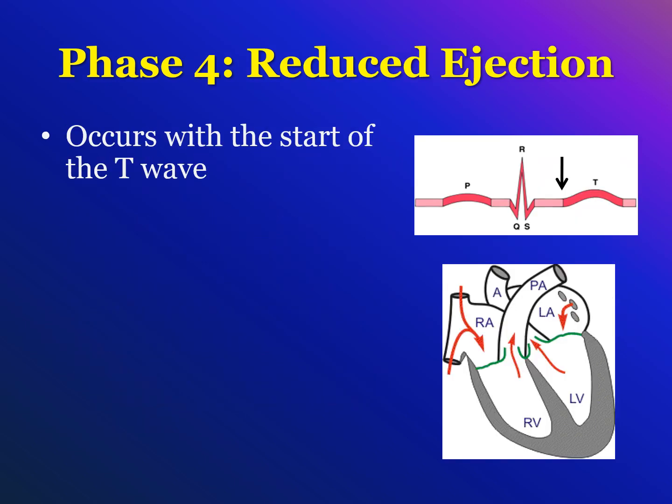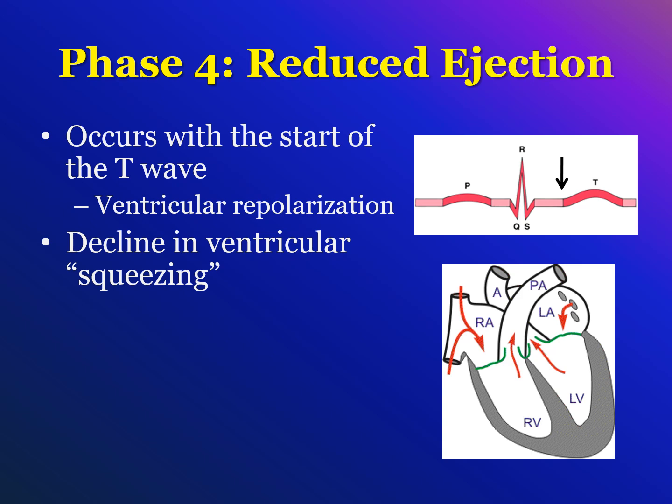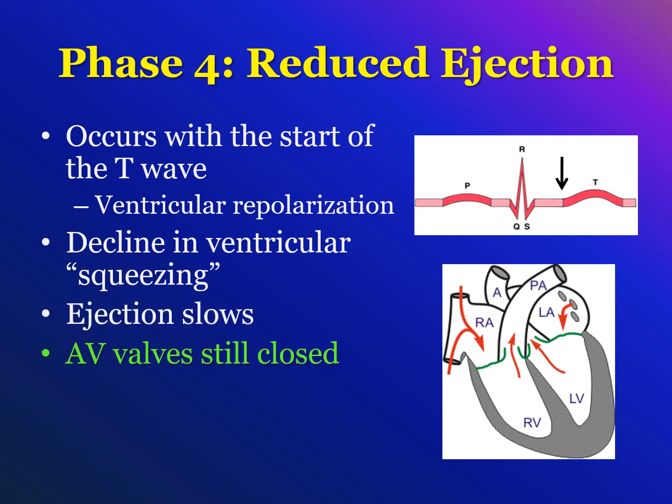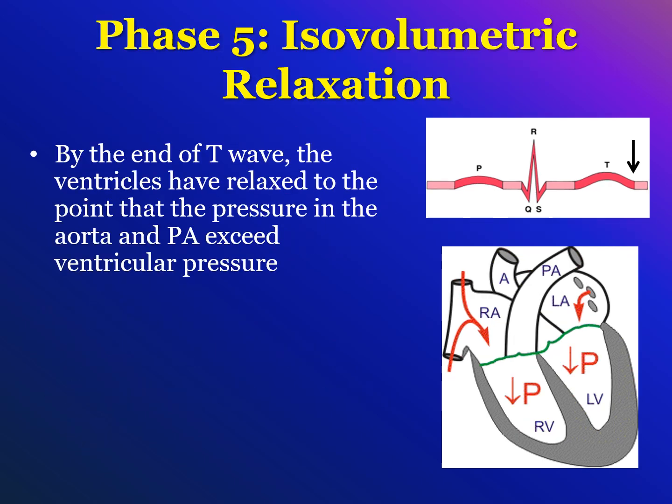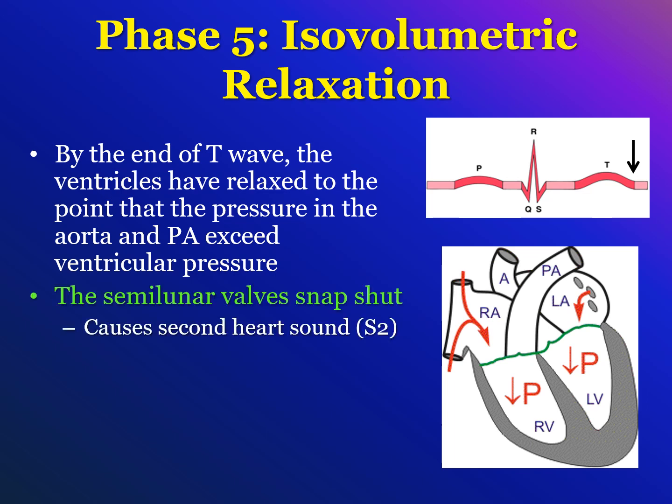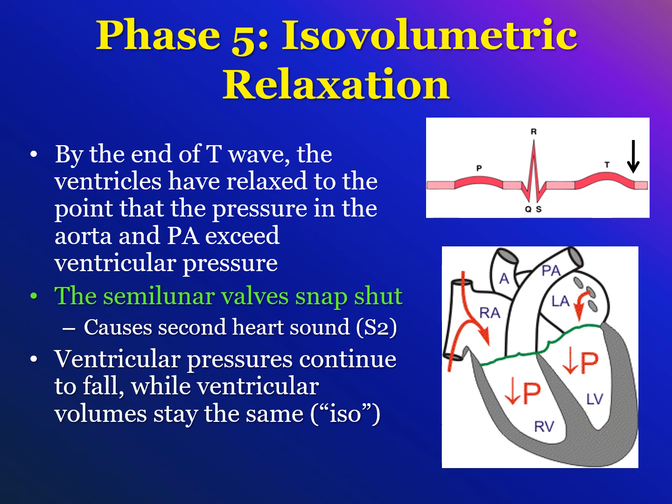Phase 4, reduced ejection, occurs with the start of the T wave. The ventricle muscles are starting to repolarize. There's a decline as a result in that ventricular squeezing, and ejection slows. The AV valves are still closed, but the semilunar valves remain open. Phase 5, now the semilunar valves close, the AV valves are still closed, so you get isovolumetric relaxation. Ventricular pressures continue to fall while ventricular volumes stay the same. They're getting ready to fill again.